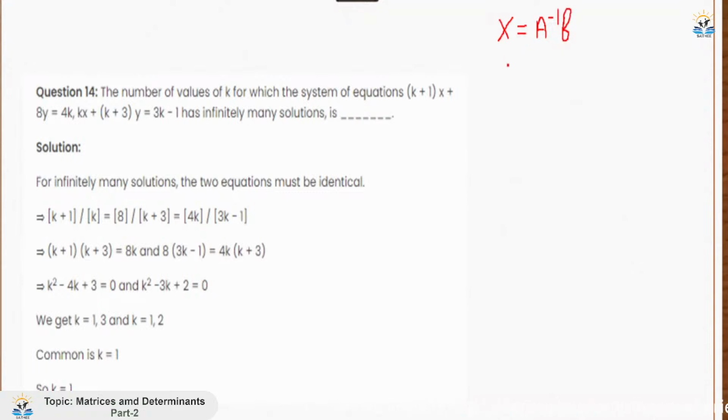अब मेरे को पता है इनफाइनाइट सॉल्यूशन के लिए क्या केस होता है, मैंने बताया था. मैं a इनवर्स को ओपन करूंगा. a इनवर्स इज नथिंग बट adjoint a अपॉन det a, multiplied by b. ठीक है, सो अब यहाँ पे मैंने बताया था अगर मेरे को इनफाइनाइट नंबर ऑफ सॉल्यूशंस चाहिए तो मेरा det a शुड बी इक्वल टू 0 एंड adjoint a into b शुड बी इक्वल टू 0.